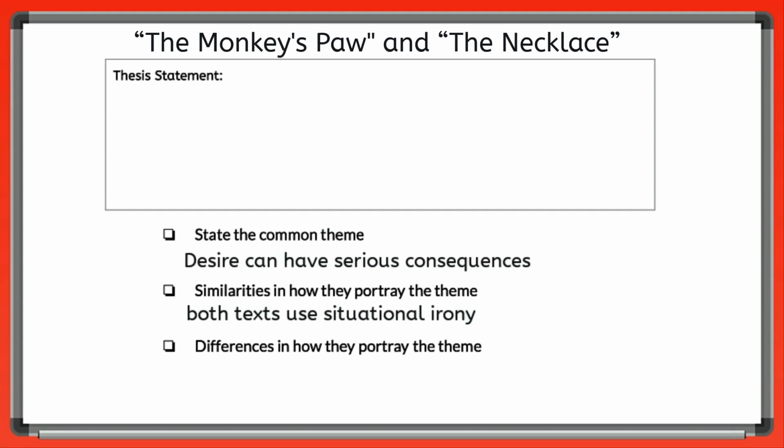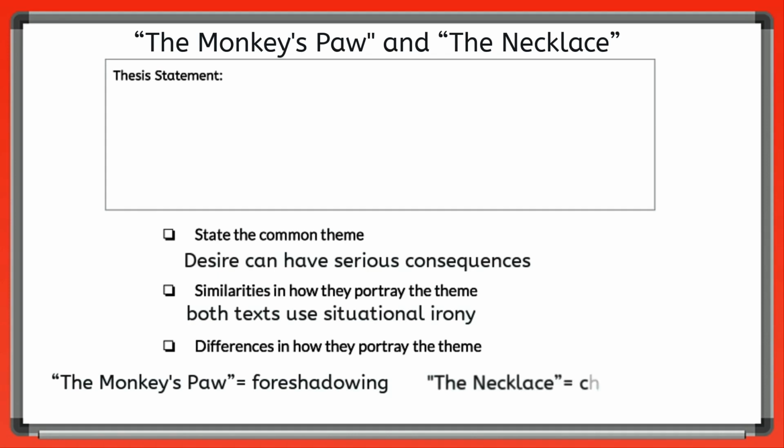For my difference between the two stories' portrayal of the theme, I think I'll focus on elements that are unique to each text. So for The Monkey's Paw, there was a lot of foreshadowing, and in The Necklace, it focused more on characterization. Specifically, Madame Loisel was used to make the point about desire and its dangerous consequences.